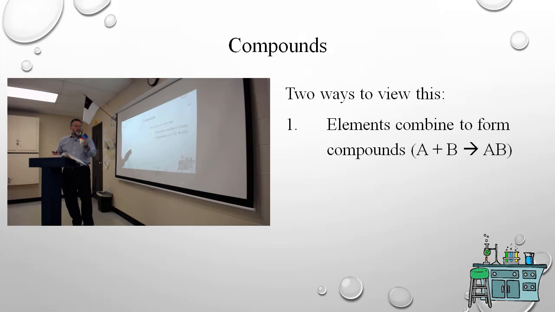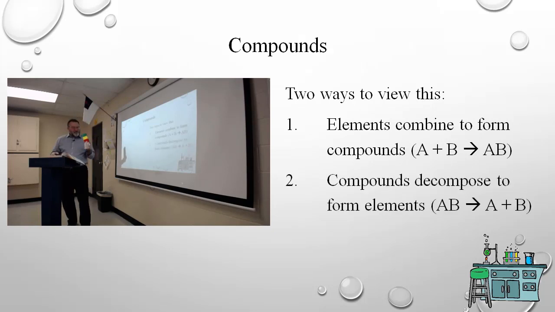Either elements combine, you can think of it as construction. It's called a formation reaction. I can take the pieces of different kinds of elements and stick them together to make a structure. That's a compound. Or think of it in the inverse. I can take something that's made up of a bunch of different things, and when I break it down into its fundamental building blocks, blues, reds, yellows, now I've broken it down into elements.